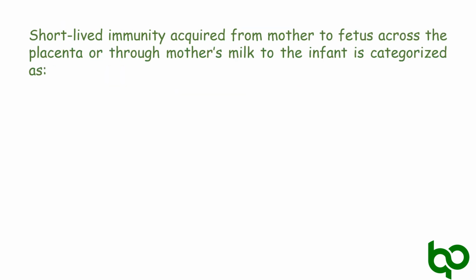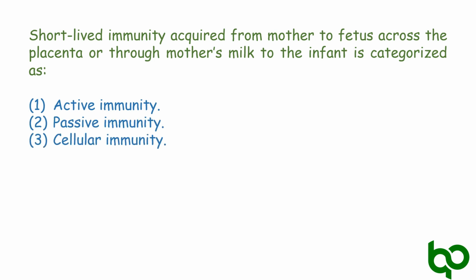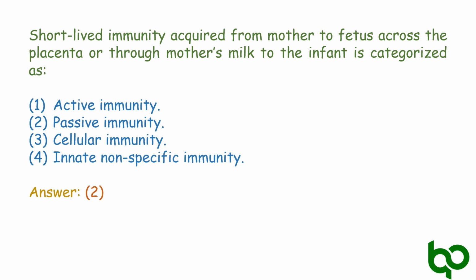Now the next question: short-lived immunity acquired from mother to fetus across the placenta or through mother's milk to the infant is categorized as: option 1, active immunity; passive immunity; cellular immunity; and the last option, innate non-specific immunity. Here the correct answer will be option 2, passive immunity, because short-lived immunity acquired from mother to fetus across the placenta or through mother's milk to the infant is categorized as passive immunity.